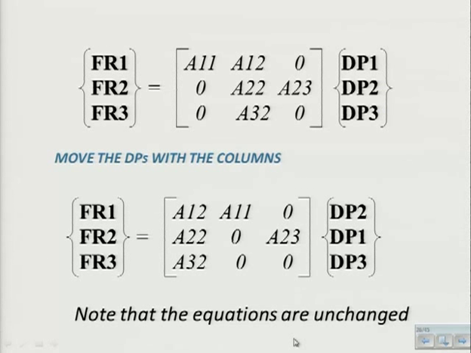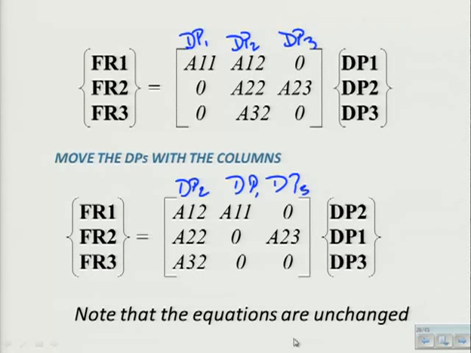So, all right, the first thing now is that we're going to move the columns. This can be easier if we write the DPs across the top. So now we've got DP2 here, DP1 here, and DP3 here, whereas up here we had DP1, DP2, and DP3. So now instead of 1, 2, 3, it's 2, 1, 3. All right, so this is looking a little bit better.